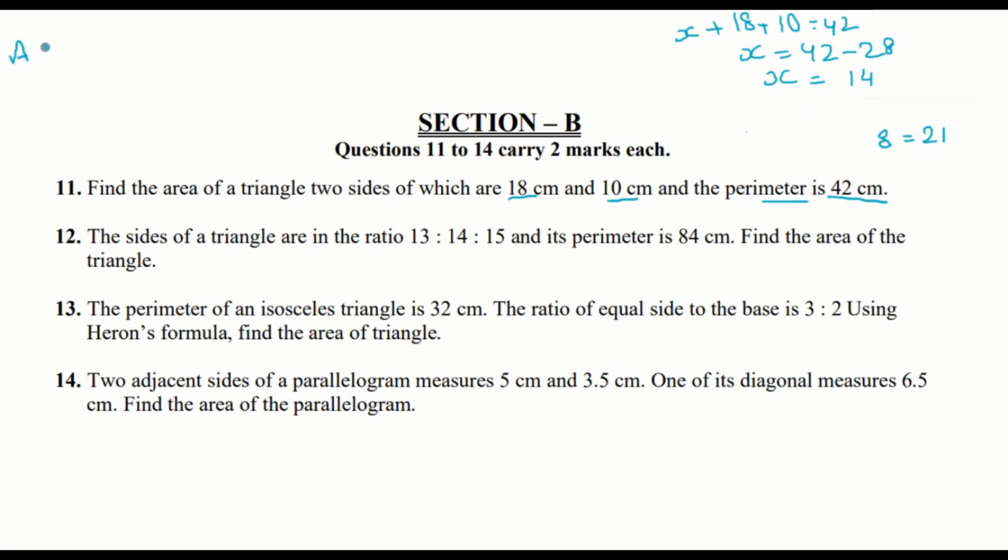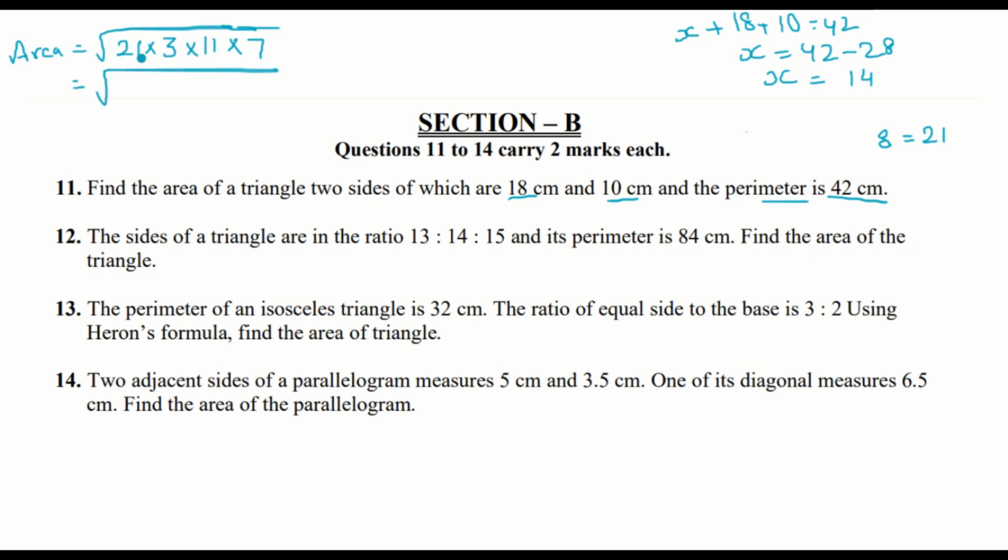Let's find the area. Area is root of S into S minus a. So 21 minus 18, which will be 3. Then 21 minus 10, which will be 11. And 21 minus this 14, which is 7. I did S minus a, S minus b and S minus c.